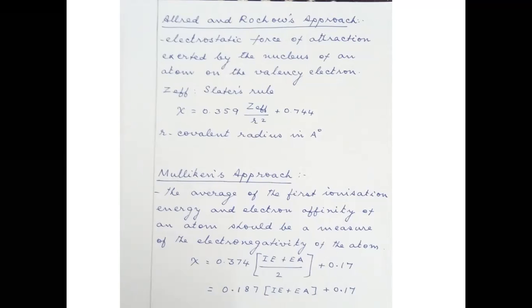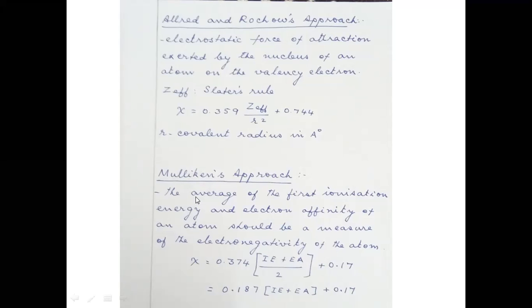And he gave this equation: chi, the electronegativity, is equal to 0.374 times (IE plus EA, that is ionization energy and electron affinity, divided by 2, that is the average) plus 0.17. So it is further simplified as 0.187 into (ionization energy plus electron affinity) plus 0.17. So this is the equation given by Mulliken.